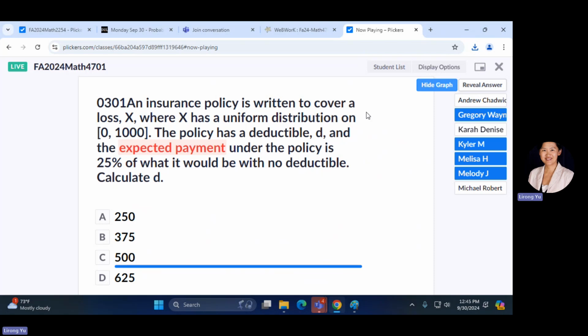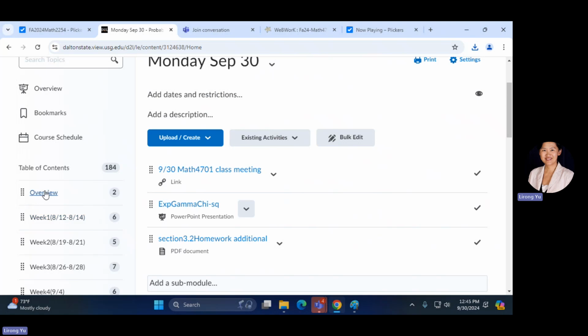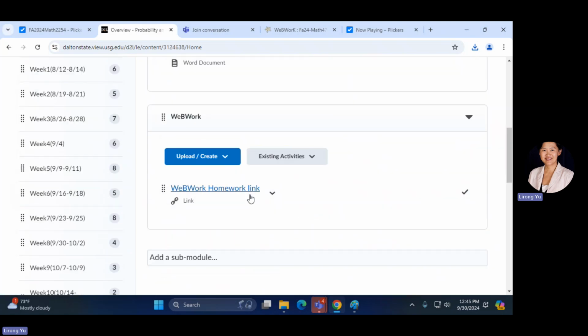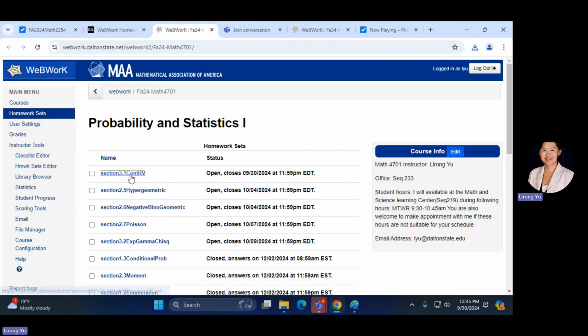Right, so the answer to the question should be 500. Then you can double check your calculation. Do you have any homework question you want to talk about? Yes, I have several: number 1, 6, 7, and 10.